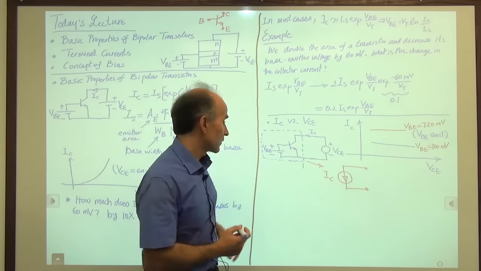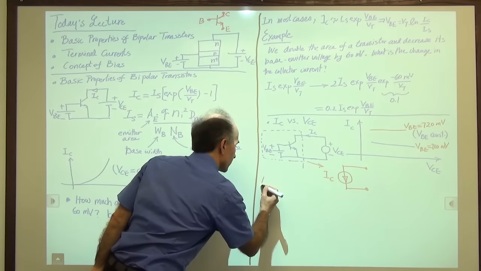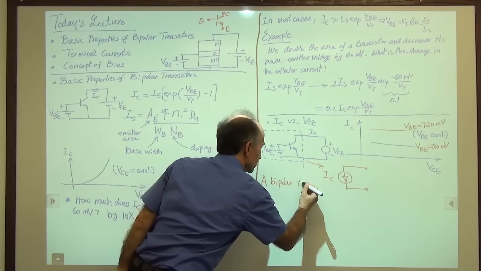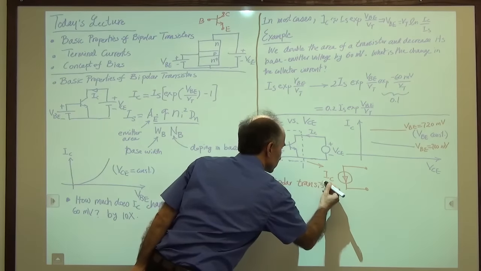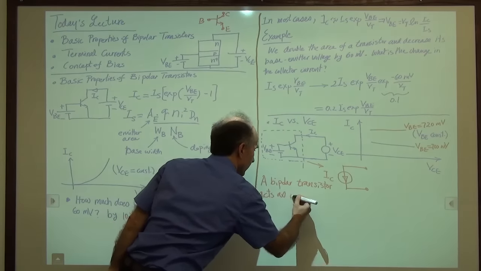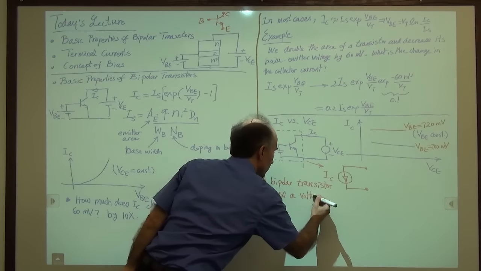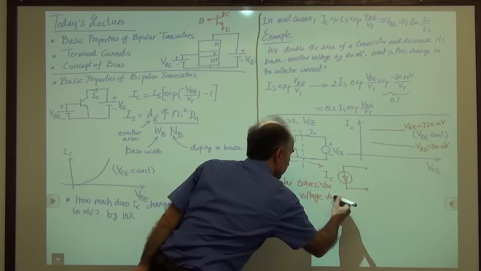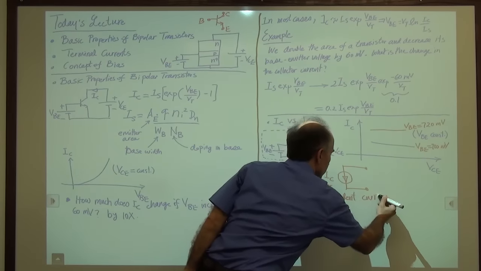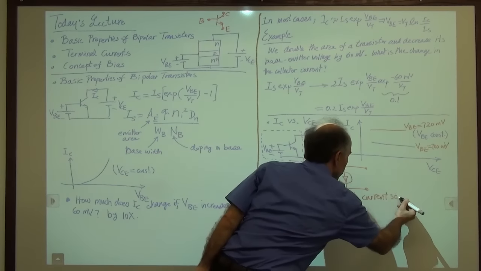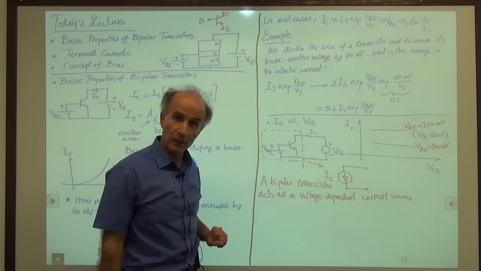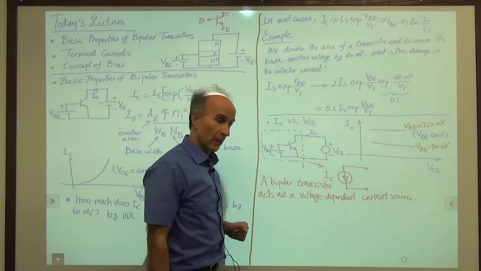So that's good. So we can say that a bipolar transistor acts as a voltage dependent current source. The voltage is the base emitter voltage, and the current is the collector current. I hope that's clear, right?